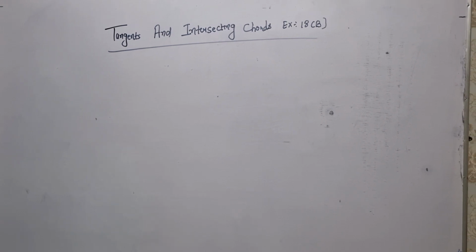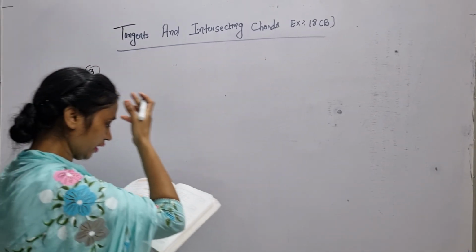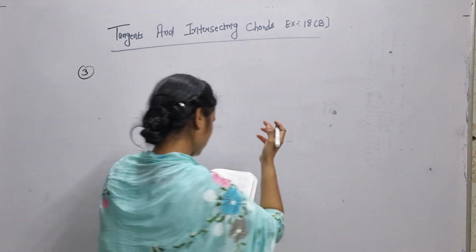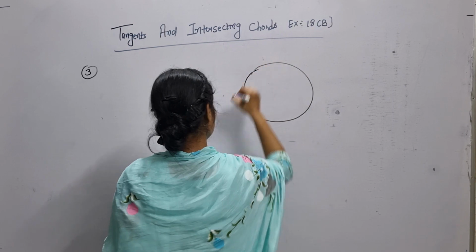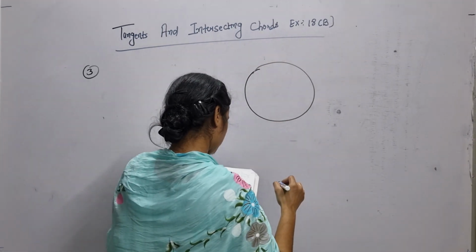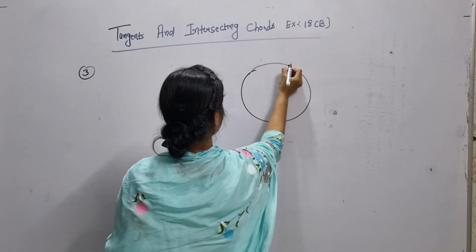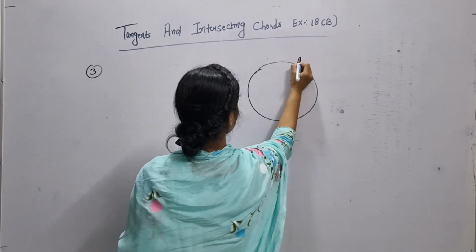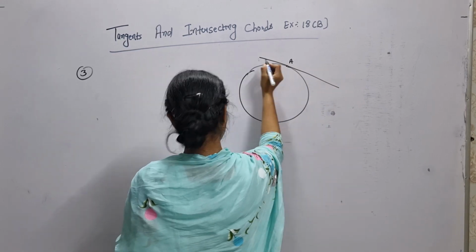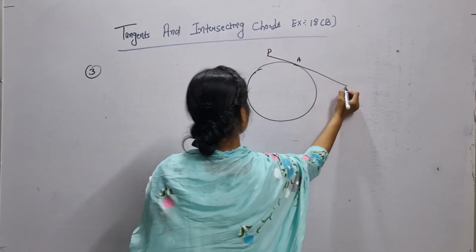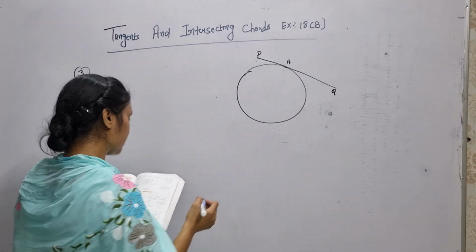See the third sum now. In the third sum, a figure is given. This is a circle. PQ is the tangent to the circle at point A. Here is point A, and PQ is tangent to the circle at point A. What else is given?